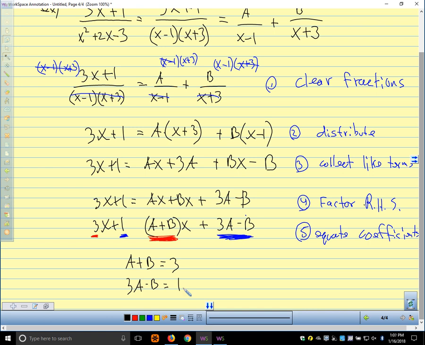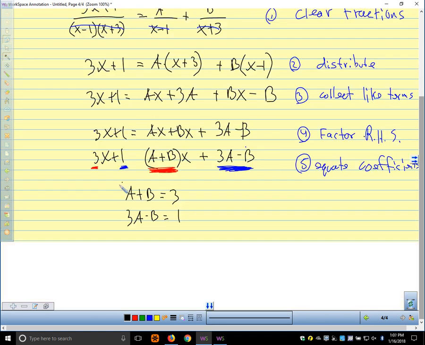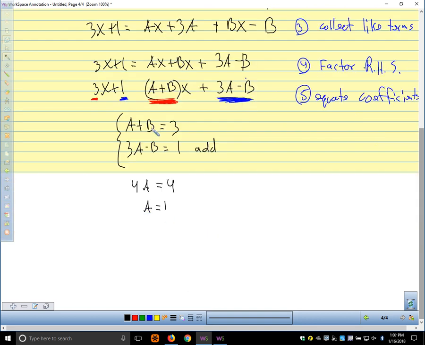And now what do we have? A system of equations. If you had an a, b, c, and d, you'd have 4 equations and 4 variables. All right, so what's going to be an easy way to solve this system? We could do substitution. How about just add them together? Add these two together. 4a equals 4. So a equals 1 and b equals 2.